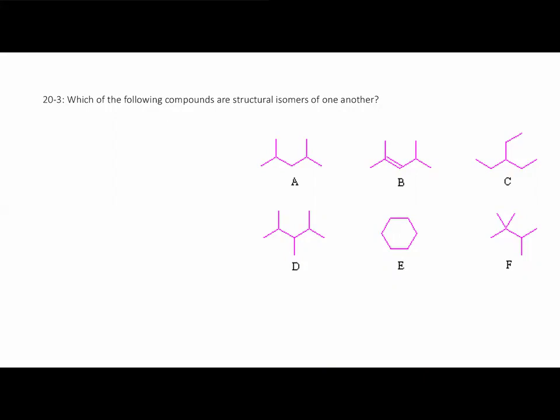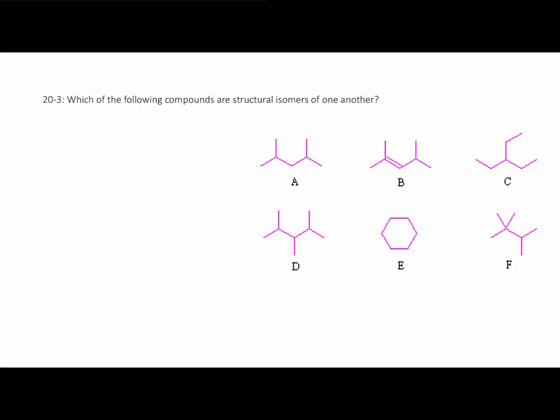So here, to see if any of the following compounds are structural isomers of one another, you're going to look for compounds with the same molecular formula. Before we break each one of these down, it's important to know that carbon is tetravalent and that it generally forms 4 bonds. So let's start with A.